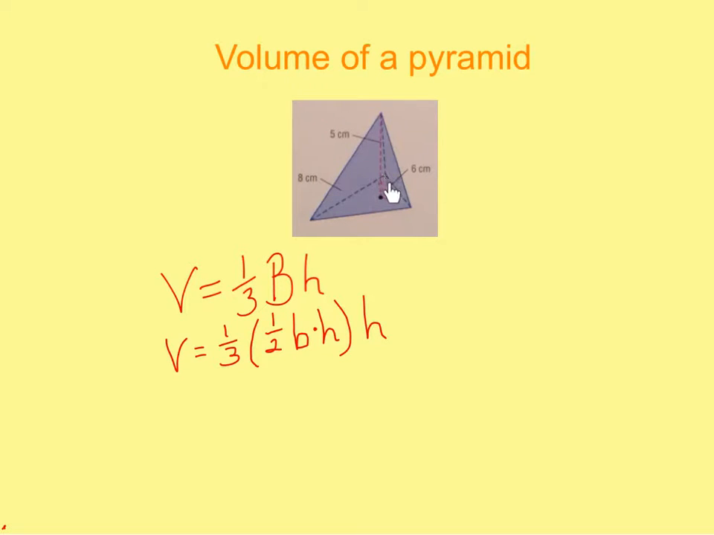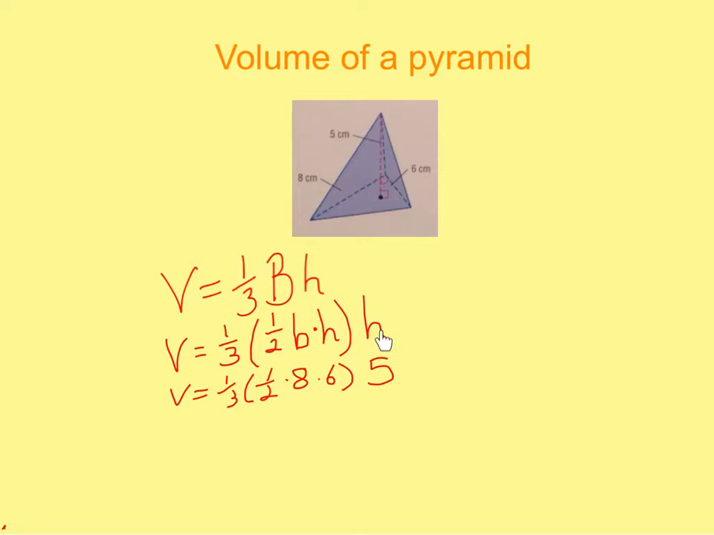Now it's a little difficult to tell, but I was able to figure out this was the height because there's the right angle. The height on a right triangle is always going to be touching the right angle. Here's the hypotenuse. That's not going to be the height. So I've got the height here, I've got the base here. So I've plugged in those numbers for the triangle right here, and I also plugged in my height.